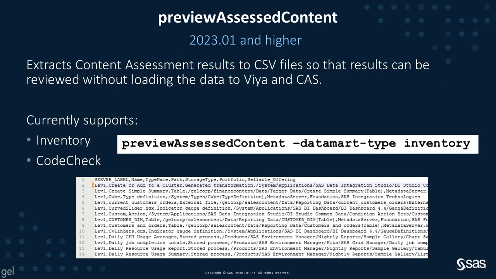Up until this point, we've had to load our data into CAS and load our reports to Viya and have a Viya environment to look at the results of our content assessment applications. Introduced recently, the Preview SAS Content application extracts results to CSV files so that the results can be reviewed without loading the data to Viya and CAS. Currently, Preview SAS Content is supported by inventory and code check. So without going through the whole process of loading your data to CAS and having a Viya report, the Preview SAS Content application can give you access to the results of your inventory and your code check executions.